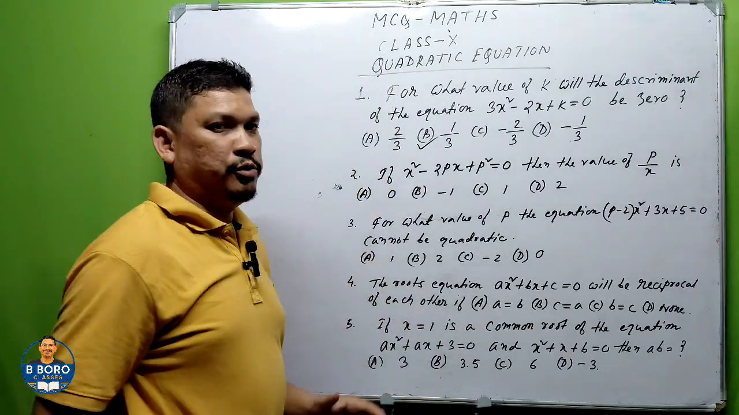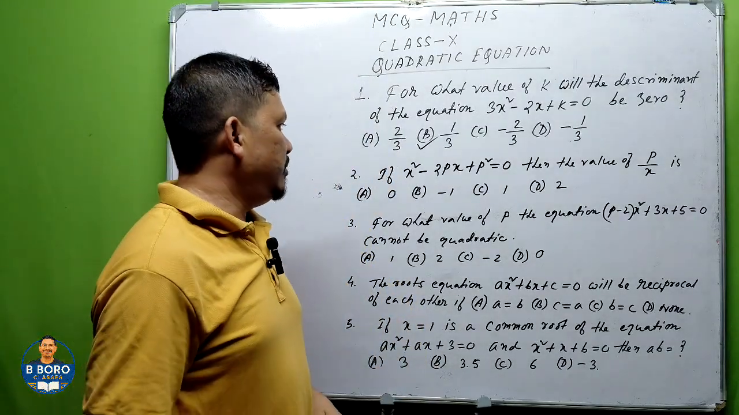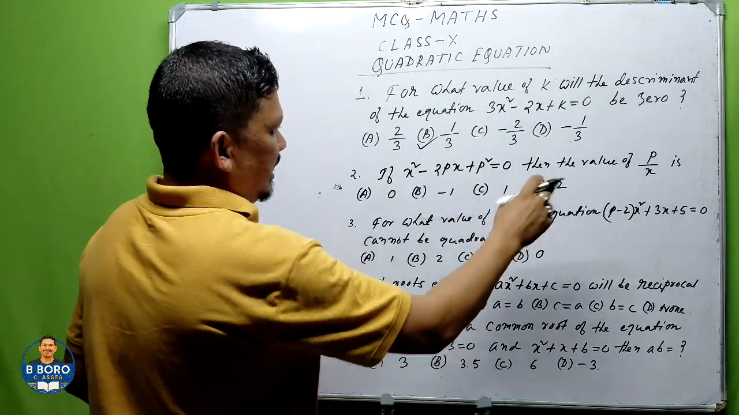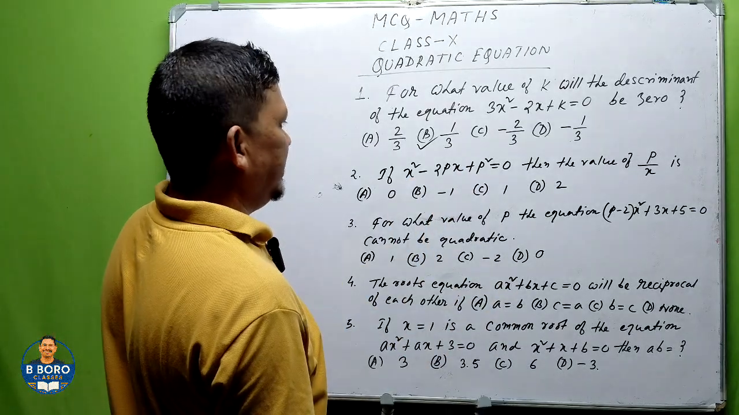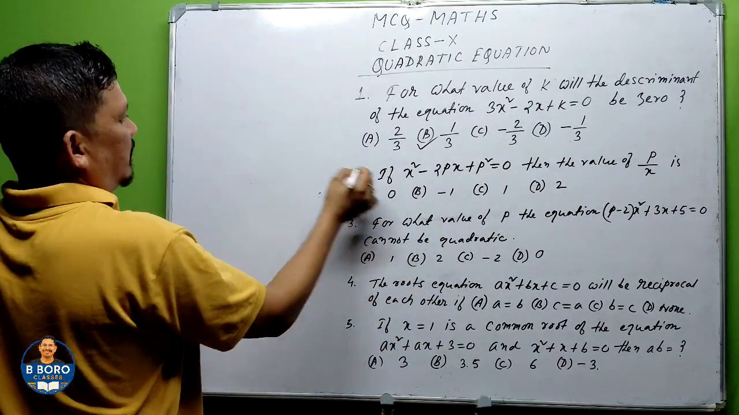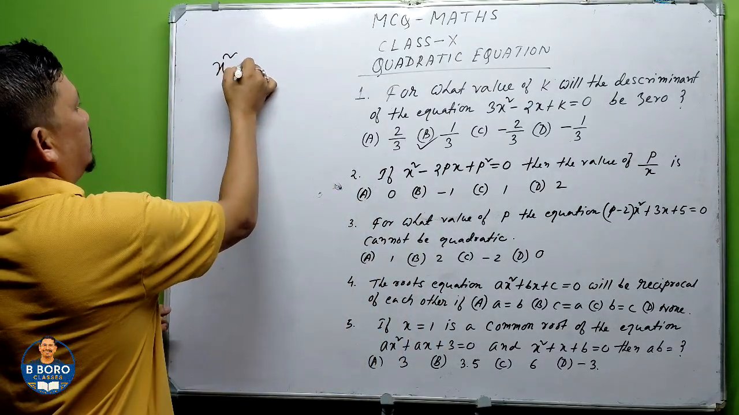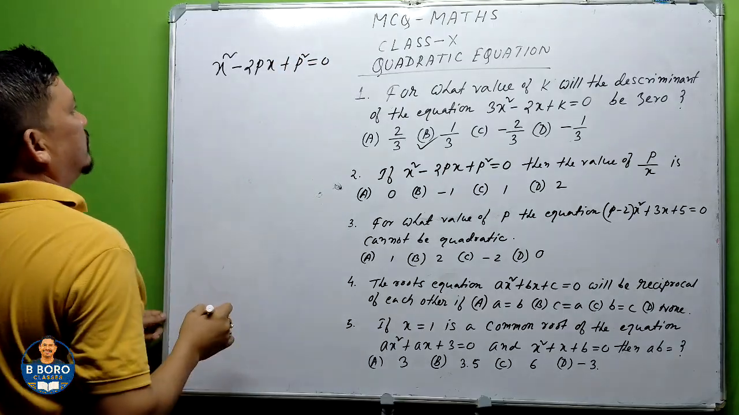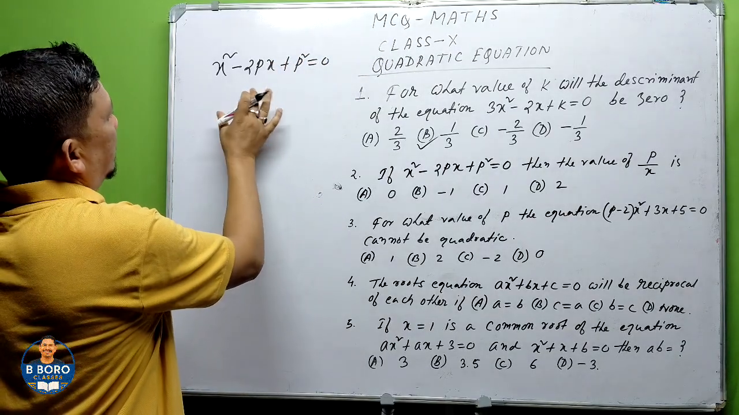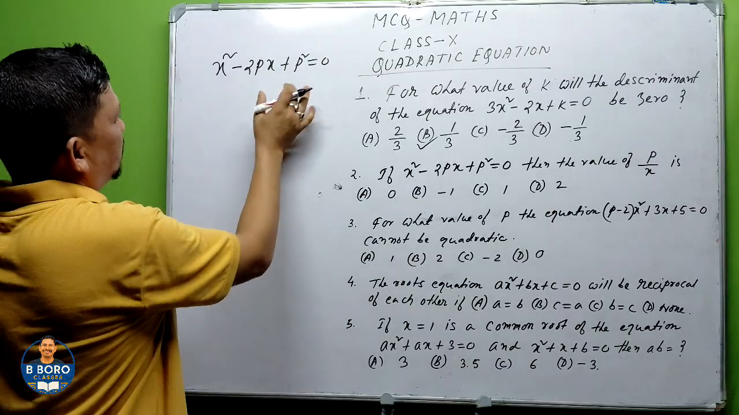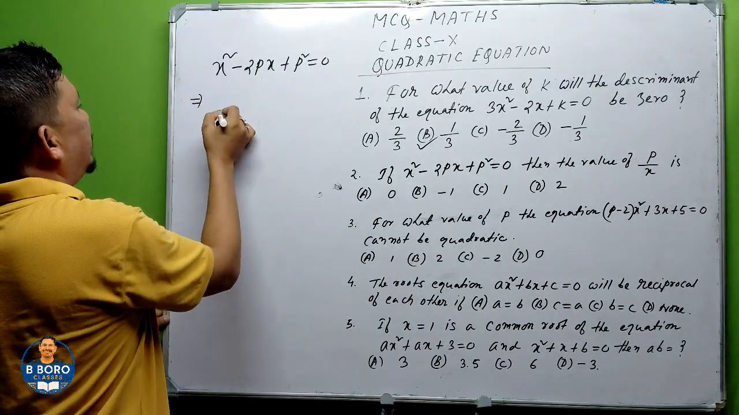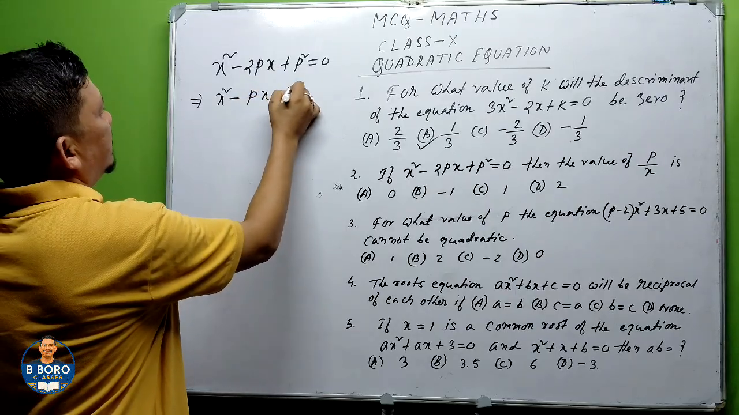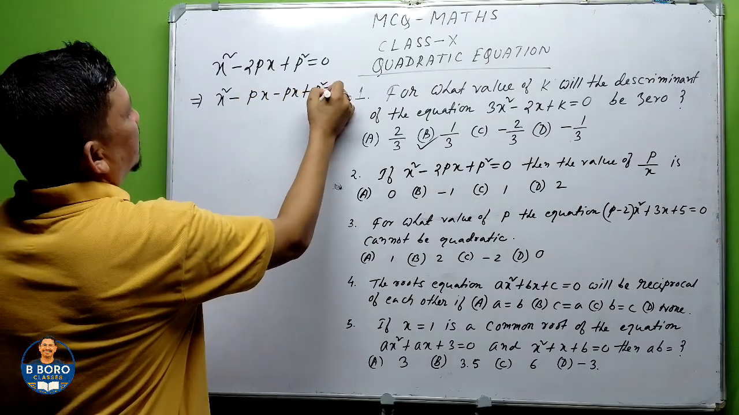So next, proceed to question number 2. What is question number 2? If x square minus 2px plus p square equal to 0, then the value of p by x is. So the quadratic equation given is x square minus 2px plus p square equal to 0. First of all, try to break it into factorization form. Using the factorization method, x square minus 2px means we can write px minus px plus p square equal to 0.